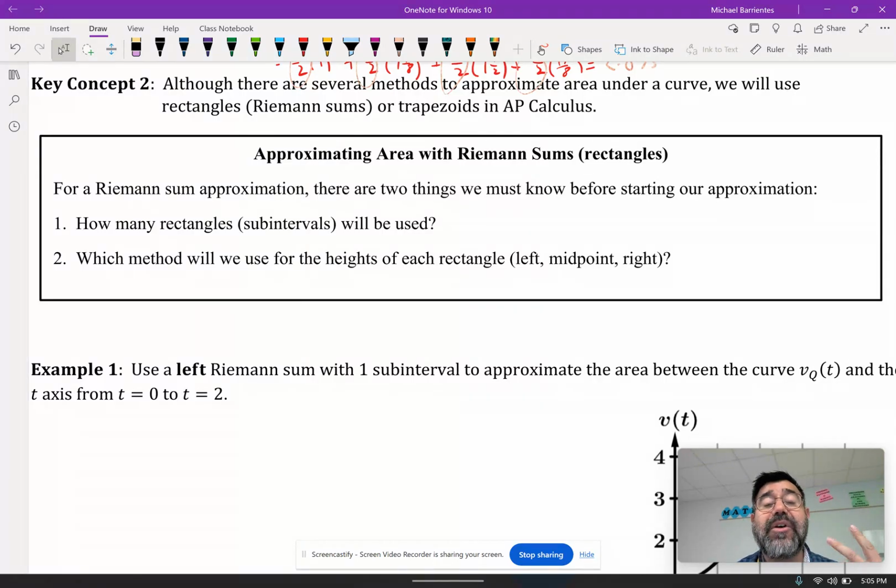And we need to always ask ourselves 2 questions whenever we do the approximation with rectangles. How many rectangles are we going to use? Because we're going to need to split my interval into that many sub-intervals. That's going to be the base of the rectangle. And then which method am I going to use for the height? Am I going to use the left side and start from the left and move that way? Or am I going to start on the right side? I guess the camera's backwards. Right side and go that way, or left side and go this way? Or am I going to use midpoint? And that's what we'll be doing for the next class and a half, is kind of playing with those Riemann rectangles and approximations.